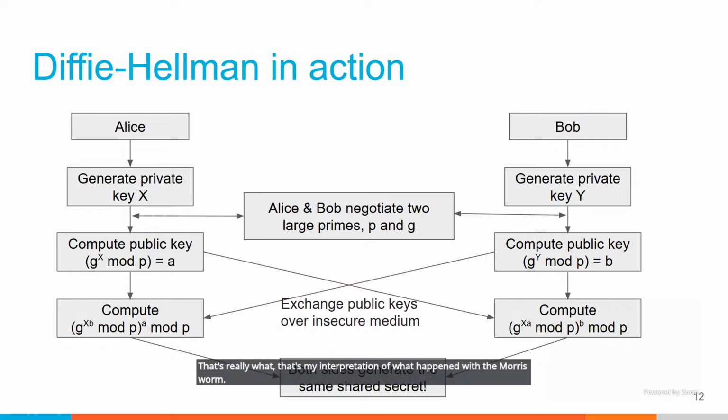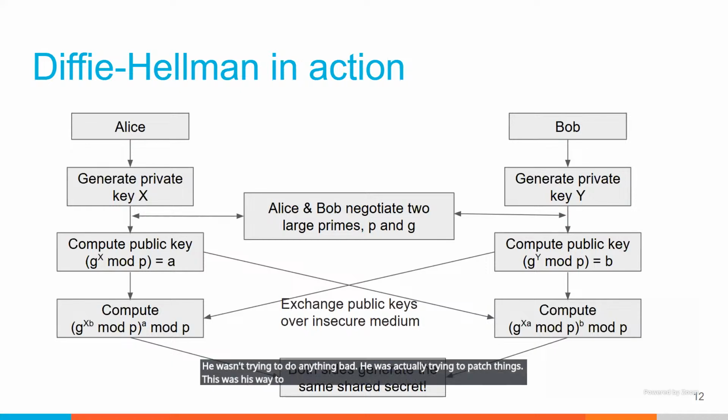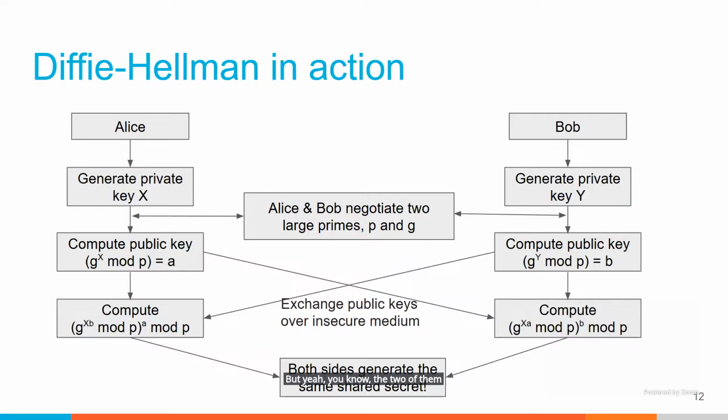He wasn't trying to do anything bad. He was actually trying to patch things. This was his way to figure out what systems were vulnerable and get a patch on. He just underestimated how quickly this thing would propagate over the internet and how many instances may potentially run on any given system at a given time. But yeah, the two of them are father and son. Cool. So now we have symmetrical keys.